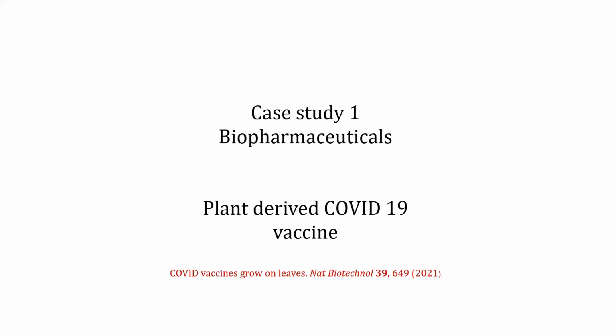Okay. So let us start with our biopharmaceuticals. Biopharmaceuticals is a very big segment of industrial biotechnology. COVID vaccines are already in the market, but most of them are derived from human embryonic kidney cells or other embryonic cell lines. Now, the plant-derived COVID-19 vaccine is in phase 3 clinical trial. Let me give you details of this plant-derived COVID-19 vaccine.